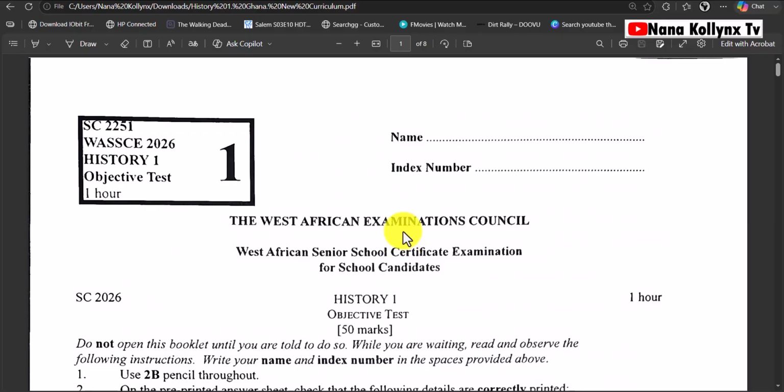The answers will come. So as and when I read, you write the answer on a sheet of paper. When I'm done reading all the objective tests, then the answers will show up on your screen. Then you mark it yourself. Then I will add the section B or the paper 2 as well with its answers here.